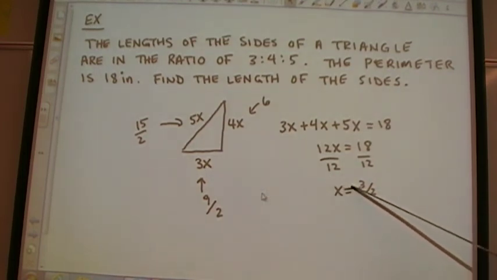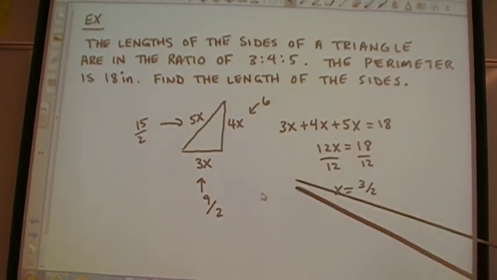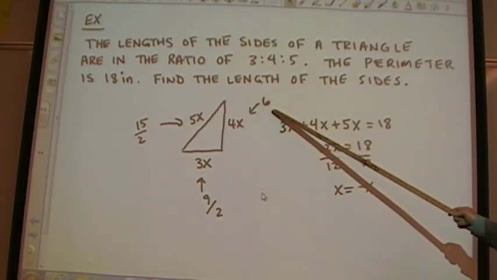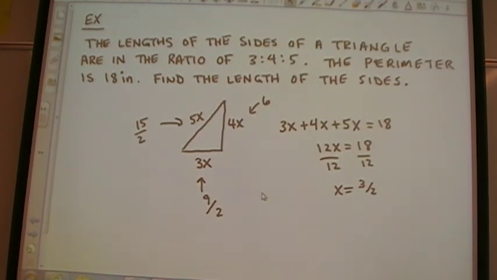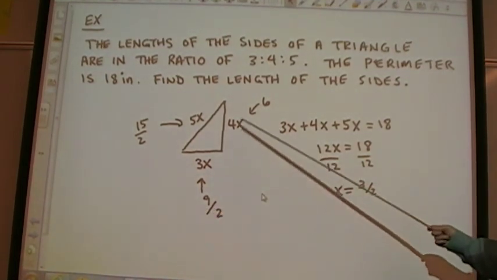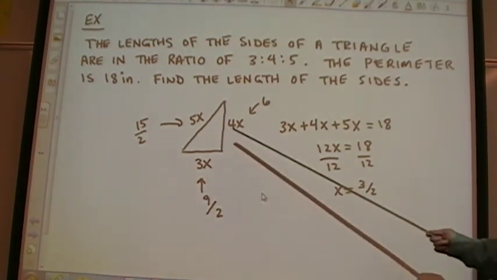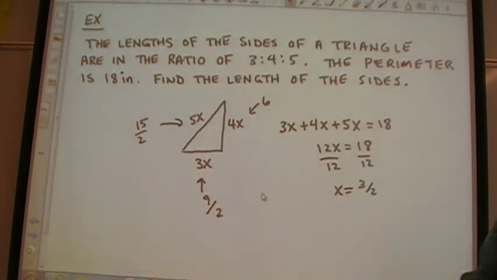3 times 3/2 should be 9/2. 3/2 times 4 should be 6. And 5 times 3/2 should be 15/2. So these should be your three side measures right here. Now you can check your work by adding them all up and making sure we get 18. What's 9/2 plus 15/2? It's 24/2, which is 12, and 12 plus 6 is 18.